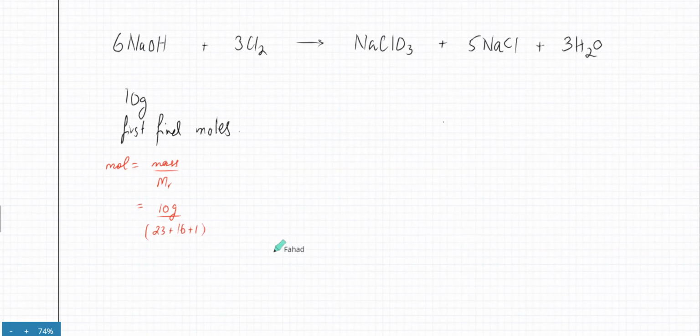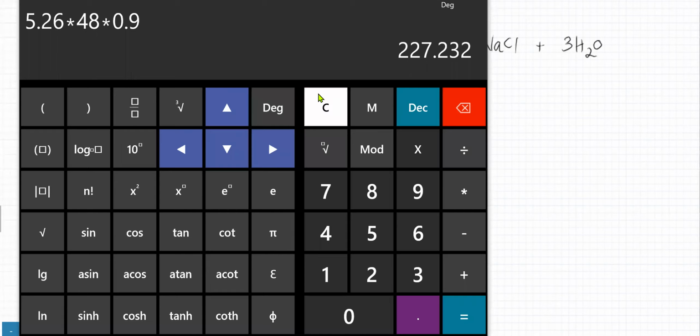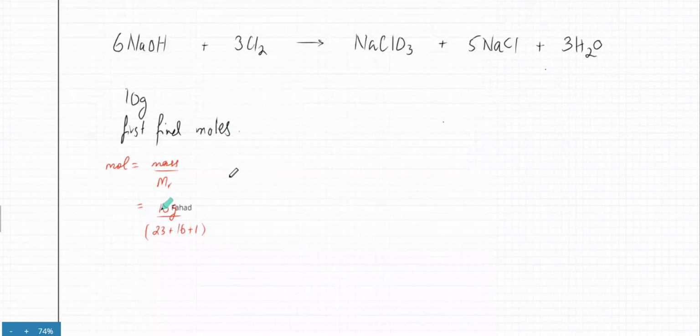We can use our calculator. Okay, hopefully you can see the calculator. So we're going to use the calculator. It's going to be 10 divided by 40, and that gives us 0.25 moles. So NaOH के moles पता लग गए.